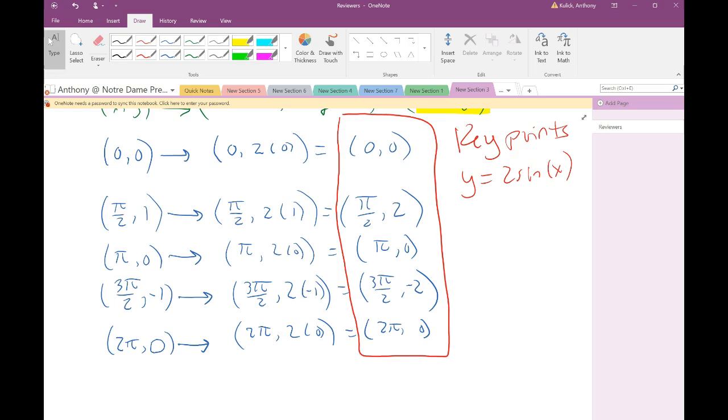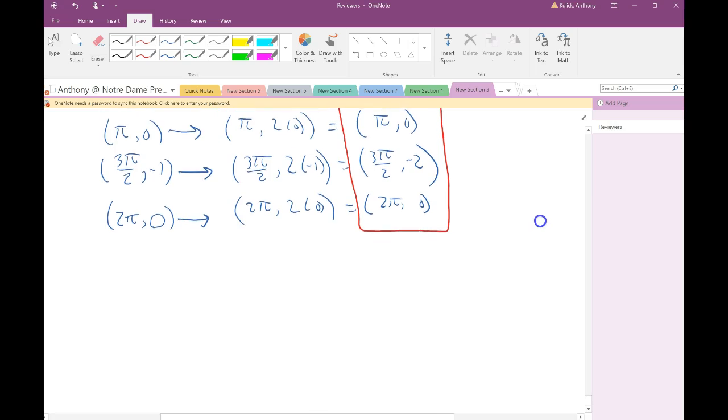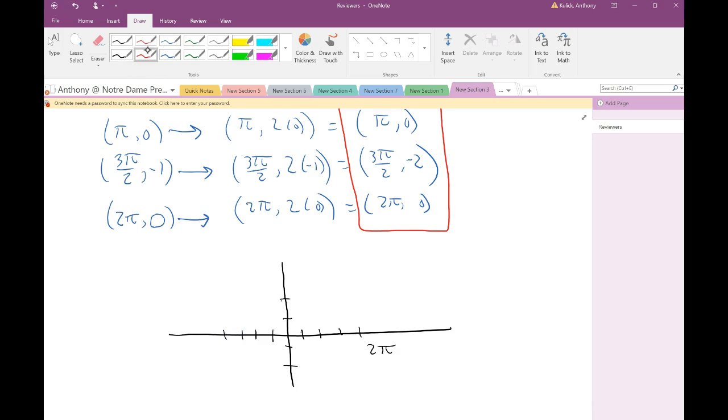Okay. So, now that I've generated these key points for my transformed function, I can go ahead and plot them. So I have (0, 0), (pi over 2, 2), (pi, 0), (3 pi over 2, negative 2), and (2 pi, 0). So my graph will look something like this.